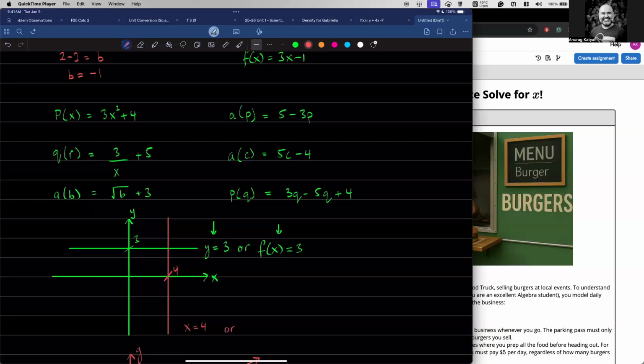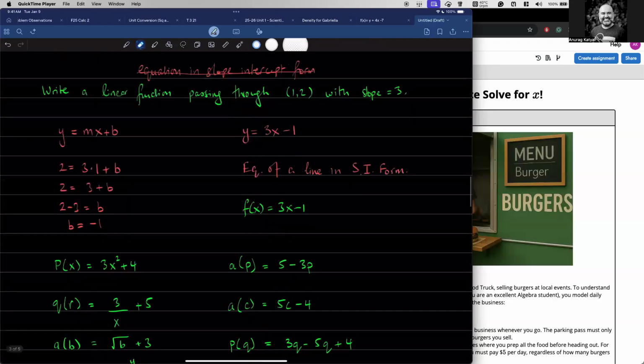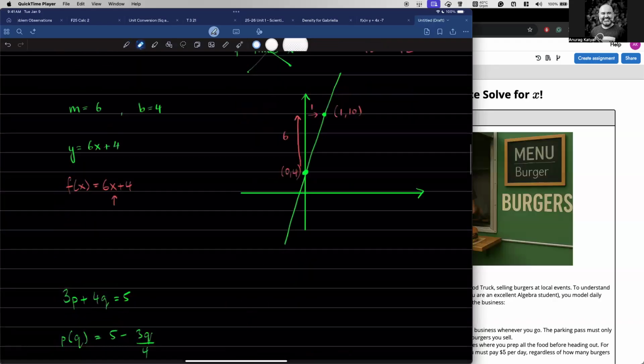Where does zero come from? It has nothing to do with intercepts. Equations have nothing to do with intercepts. Y equals 6x plus 4. Change to f of x equals 6x plus 4. Did I do anything to the right-hand side?